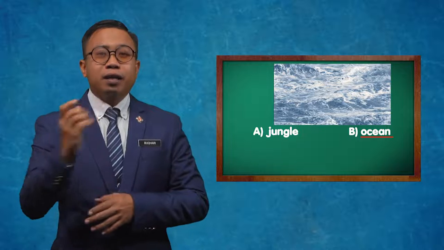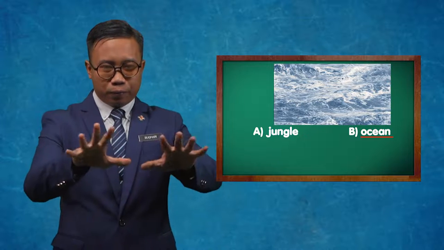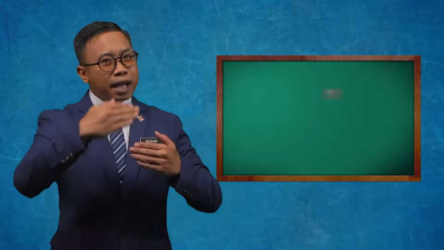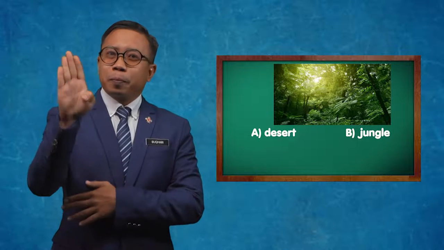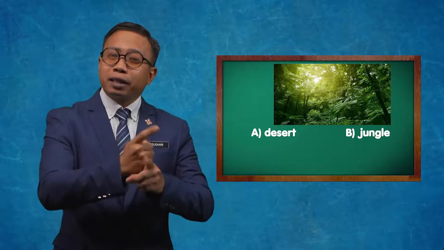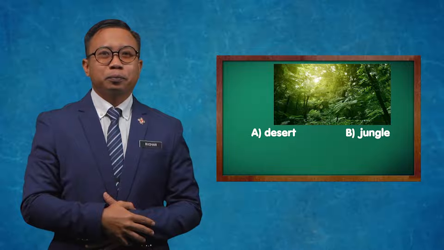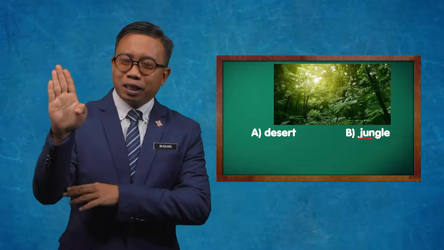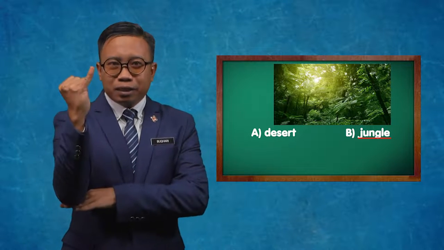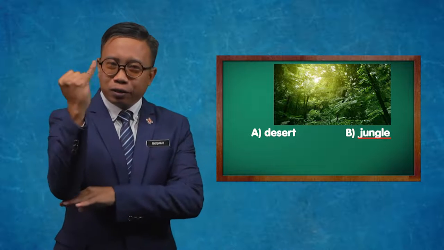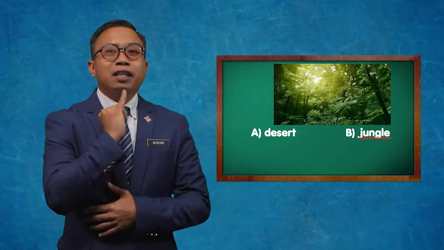What is the color of the ocean? The color is blue. Next. A. Desert. B. Jungle. What is the correct answer? Good. The answer is B. It's jungle. What is the color of the jungle? The color is green.